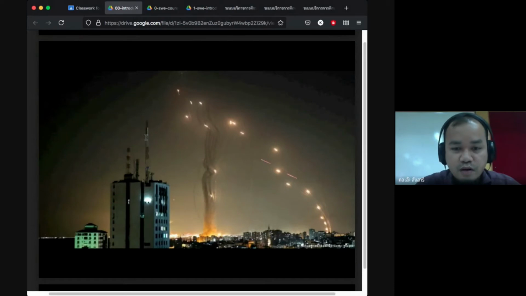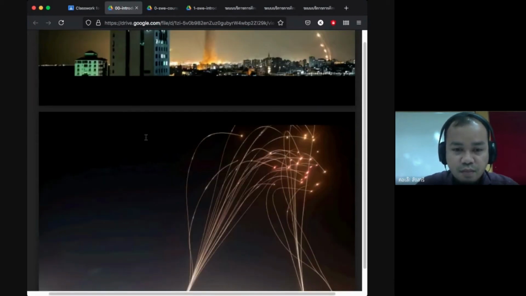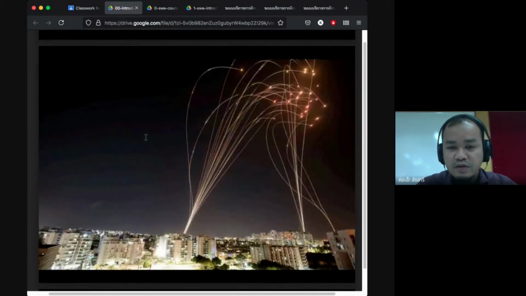If we zoom a little bit more, we can see something attached. Something tries to make a collision in the air, from the rocket from one side and another rocket from the other side. And a little bit more zoom. From the side of Israel, they launch the missile, waiting for the missile from Hamas.